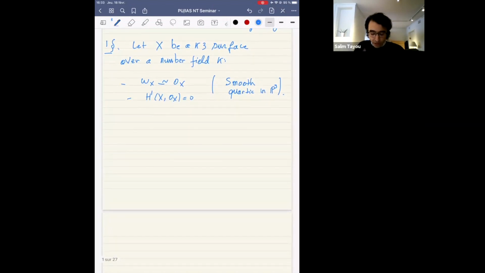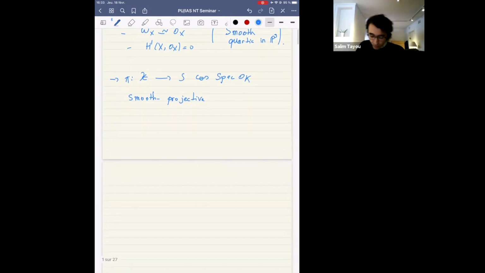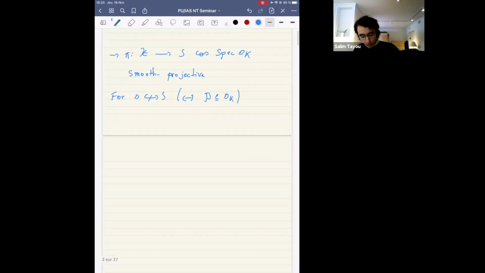Okay, so if we start with a K3 surface over a number field, we can find a model over some open subset S of the spectrum of the ring of integers of this number field. So we can extend this surface over S such that this morphism pi is smooth, projective, and the fibers are still K3 surfaces. For every closed point little s in big S, which corresponds to some finite place of O_K, we have a specialization morphism from the Picard group of the generic fiber, X_K, to the Picard group of the special fiber, X_s.